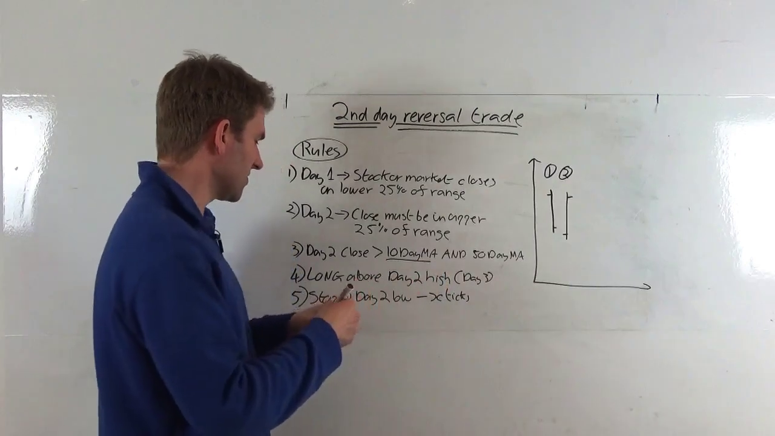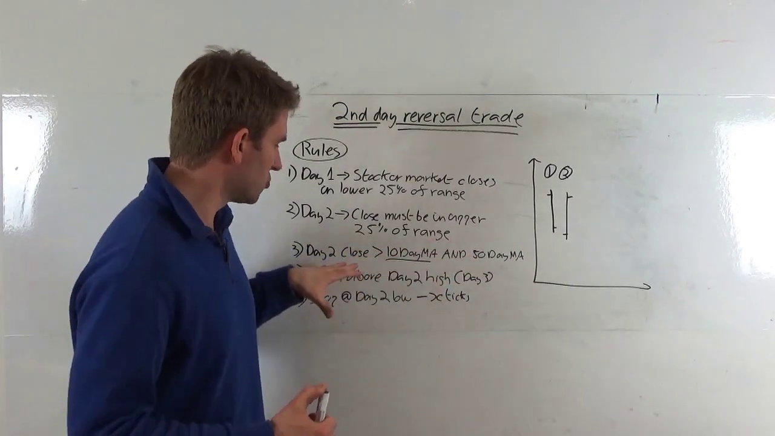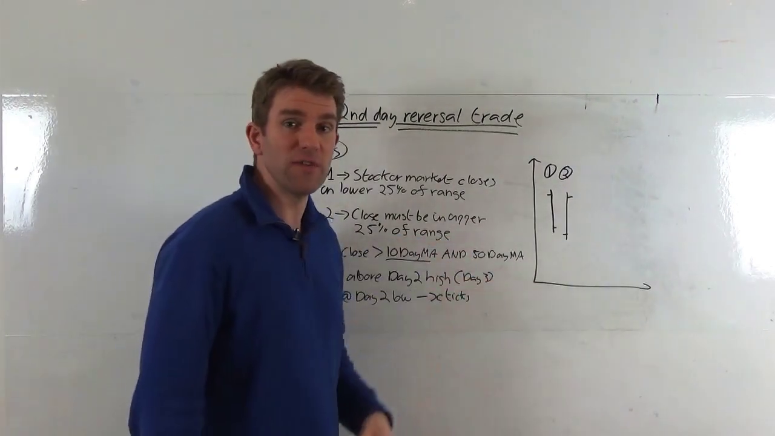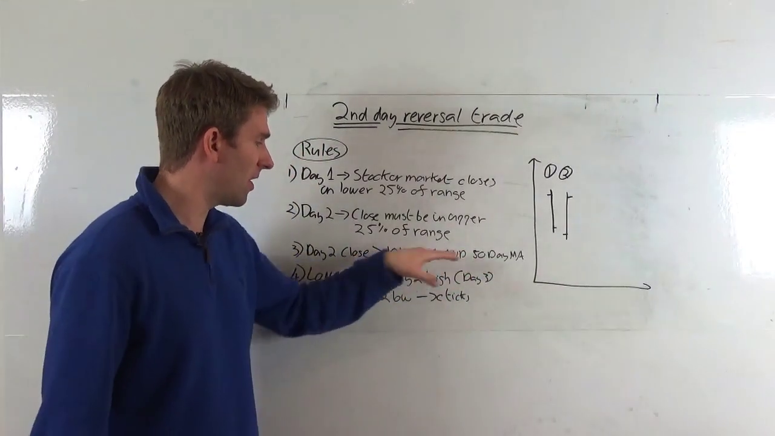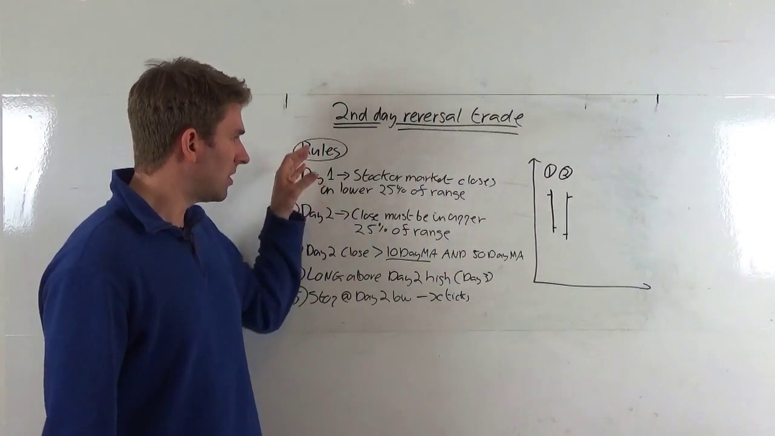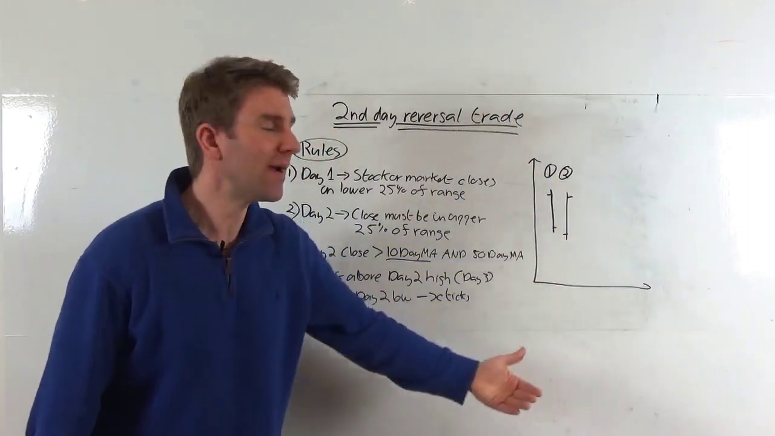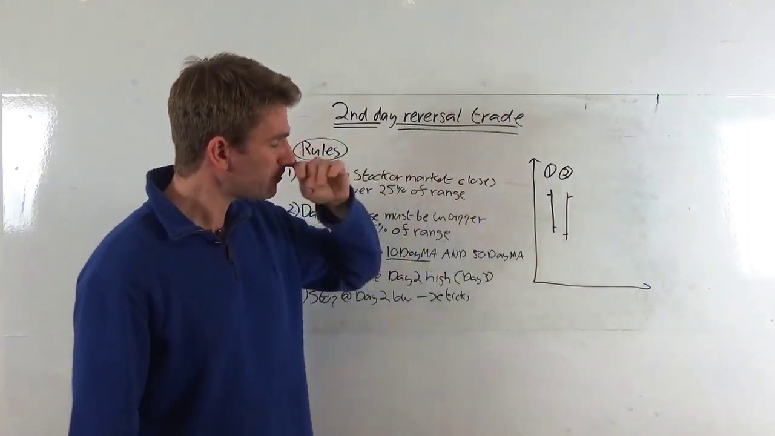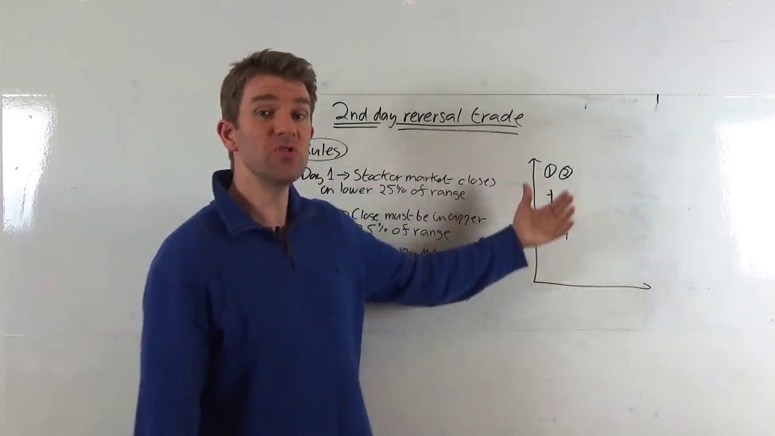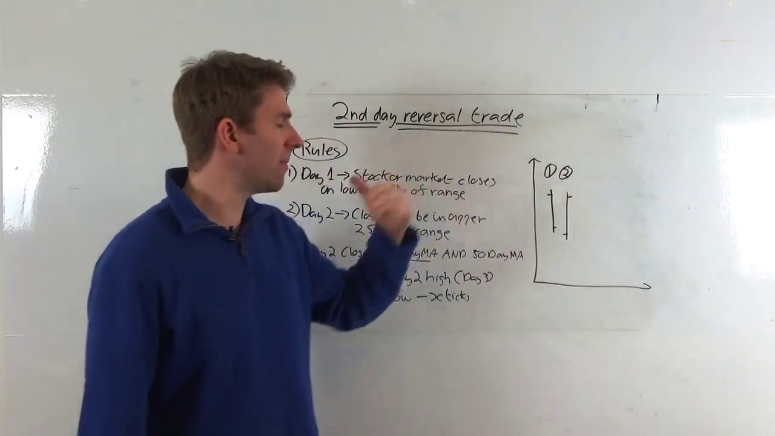So we've got our filters now. We've got our trend filters, if you like, using the moving averages on the lower and the higher numbers. We've got this movement against the trend on day one and the close at the lower end of the range of the day. Day two, the reverse, the close in the upper end of the range, the upper quarter.